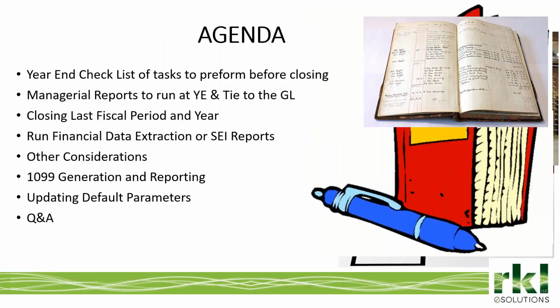All right, so here's our agenda. Just a little overview of what we're going to be talking about. It's going to be divided up in a couple of general sections. We have a couple of items that we need to look at before you end up closing the year. That's these first 2 bullet points here. We have a year-end checklist of tasks that you're going to need to perform before closing, as well as some managerial reports that you're going to want to run at year-end and tie out to your GL.